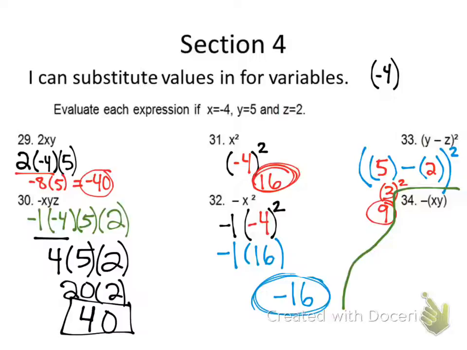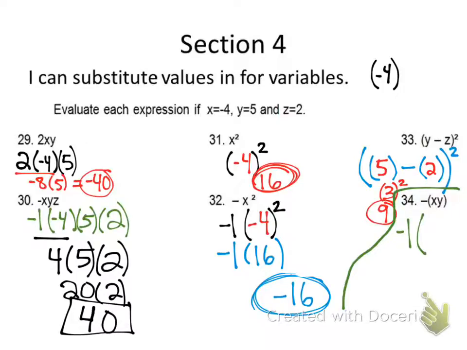All right, same thing on 34. I've got this random negative sign that I'm not sure what to do with. Ideas? Yeah, make it a -1. Both of you are correct.